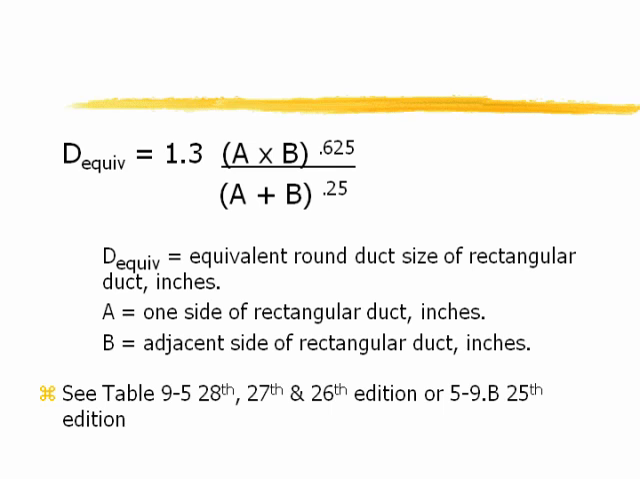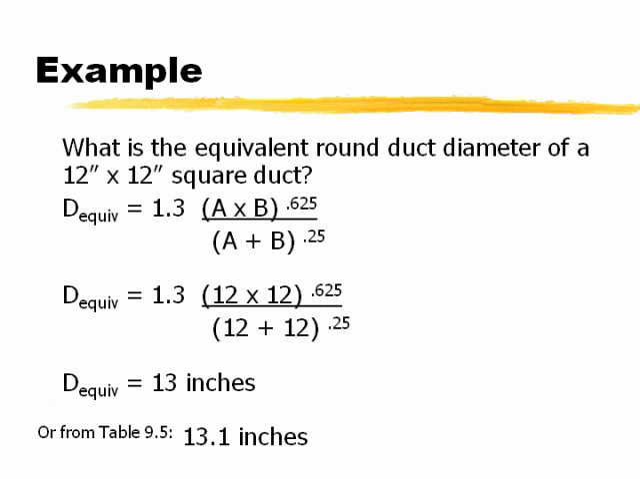And so there's a formula that one can use if you did have a rectangular duct, and that is to take one side in inches, and that's A, multiplied by the other side in inches, and that's B, to the 0.625 power, divided by A plus B to the 0.25 power, and multiply that by 1.3. So that's one method. A much simpler, quicker method is in Table 9.5 if you have the later editions, or 5.9 if you have the older 25th edition.